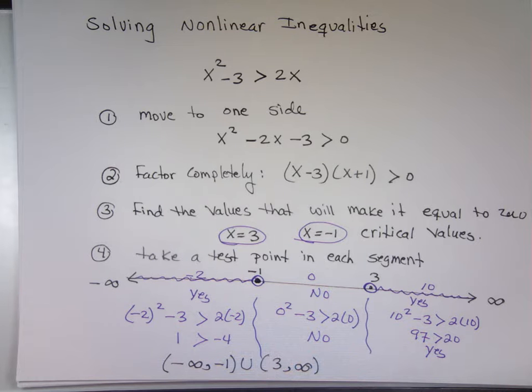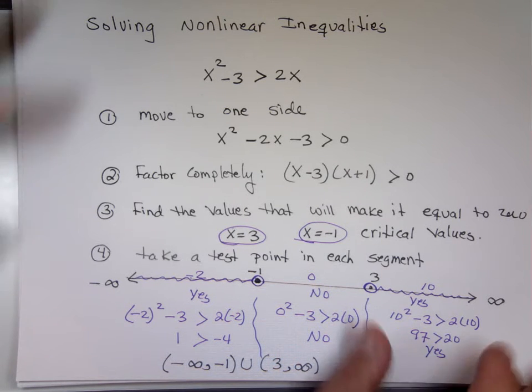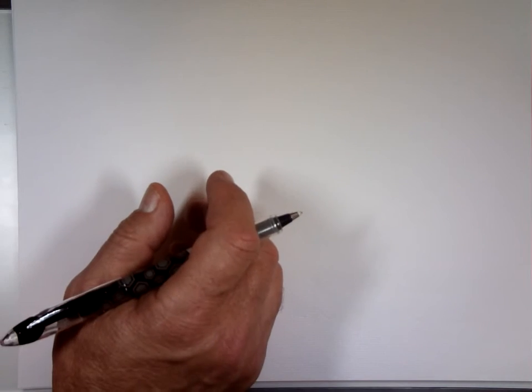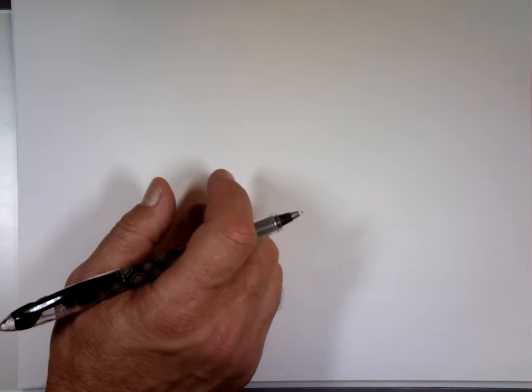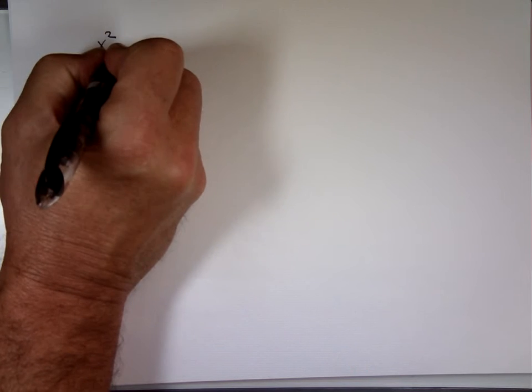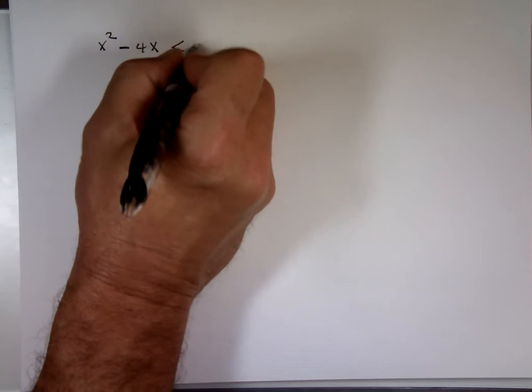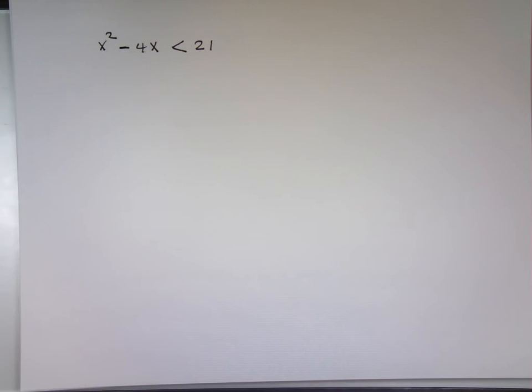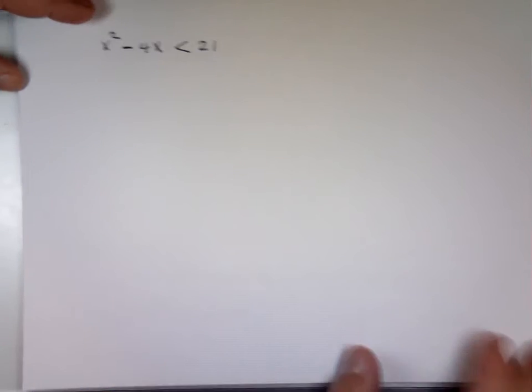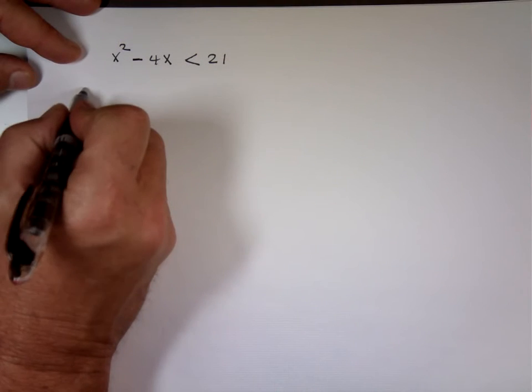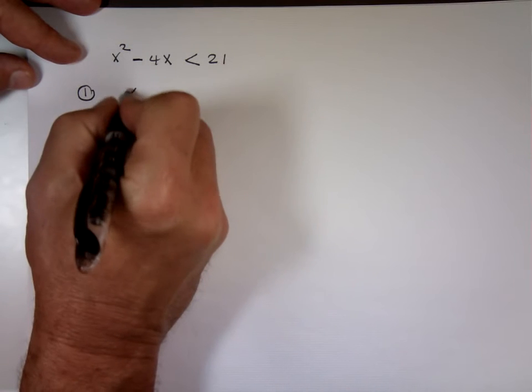Let's try another one. X squared minus 4x less than 21. What was the first step? Move them to one side. Yes.